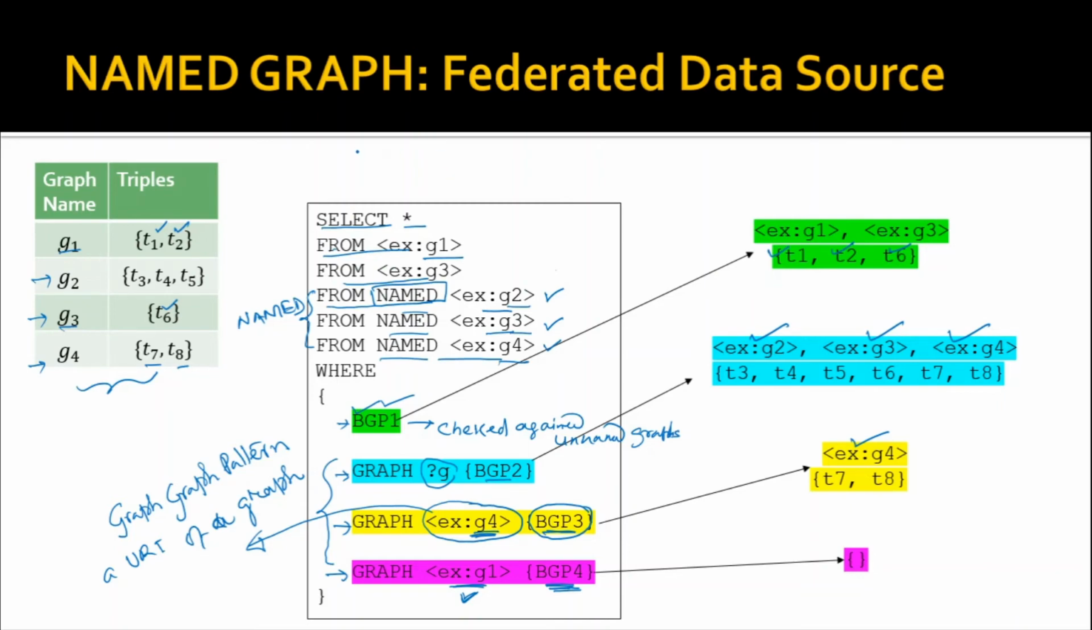So a graph pattern, if we try to summarize, will have the graph keyword, then followed by one URI. Basically this is the URI of a graph which is under from named, and finally a set of BGPs, right? So this is how you can represent one graph pattern. Now with this description, let us go to some examples, right?